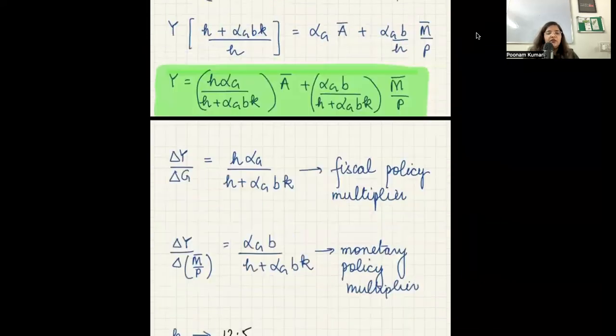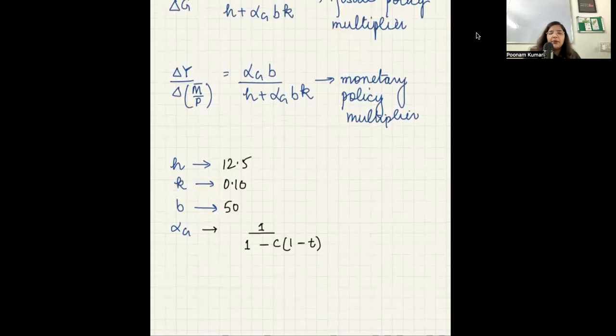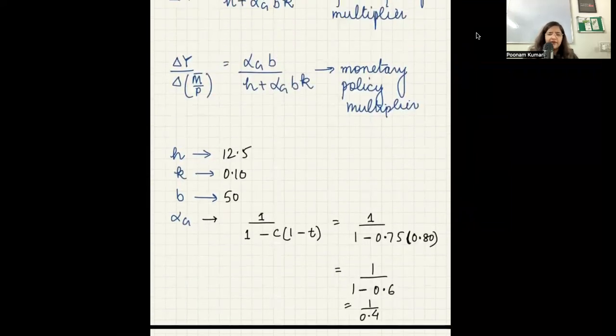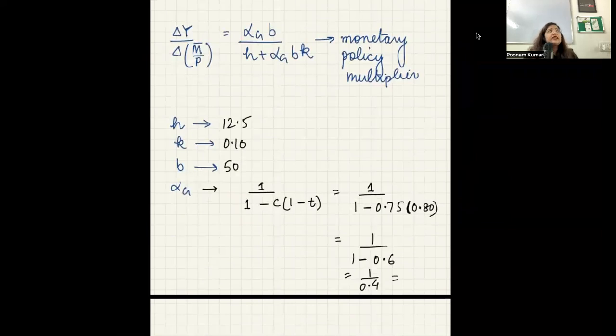So this is 1/(1 minus c), which is usually the case if your tax rate is 0. If you have some tax rate, this is 1 minus t, like this. So what is the value of 1 minus c here? It is 0.75, and the value of t was 0.20, so 1 minus t will be 0.80. Then you just multiply these two, and you get 1 minus 0.6. So this is 1/0.4. Yes, exactly, this is fine, right? 0.4 is basically 10/4 which is 5/2, which is 2.5. This is your multiplier.